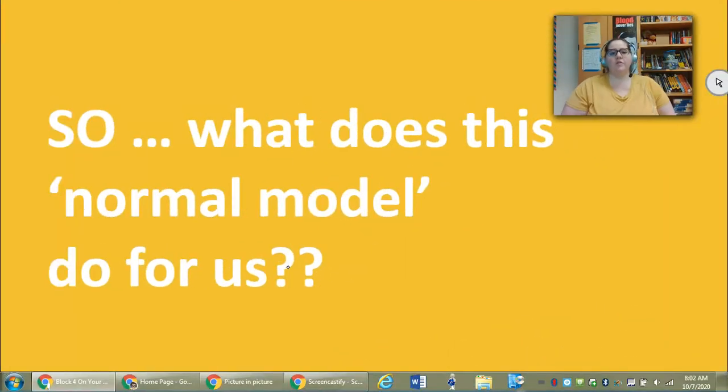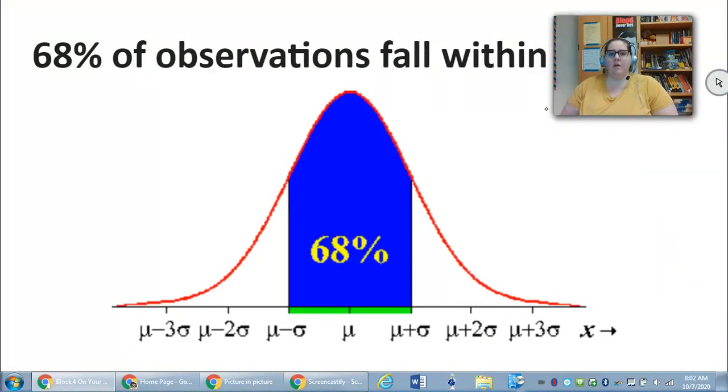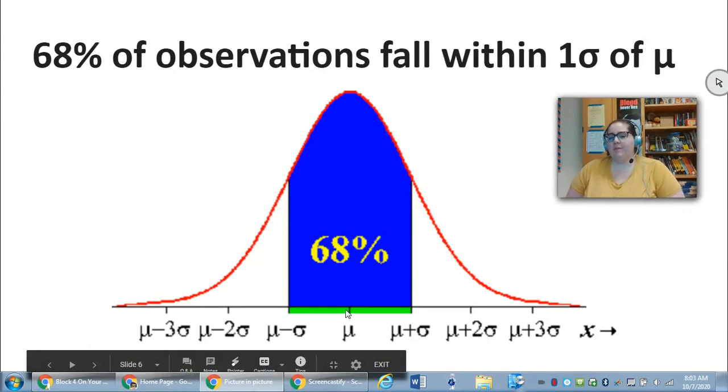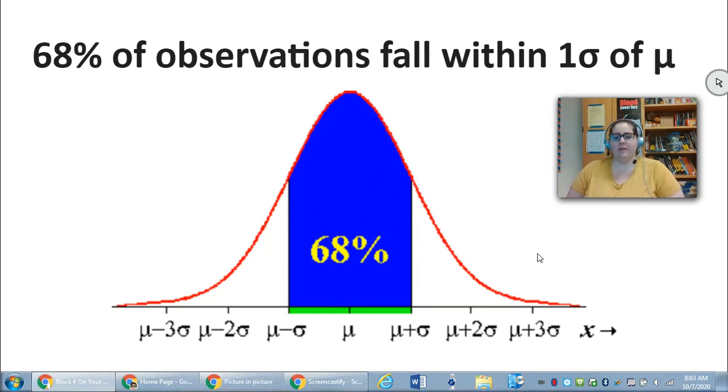So what does this normal model do for us? One of the things that we know about any distribution that is roughly normal, but especially for the actual normal model, which is perfect, is that 68% of the observations we're dealing with in this numerical distribution will fall within 1 standard deviation of the mean. So from 1 standard deviation below to 1 standard deviation above should contain about 68% of our observations.